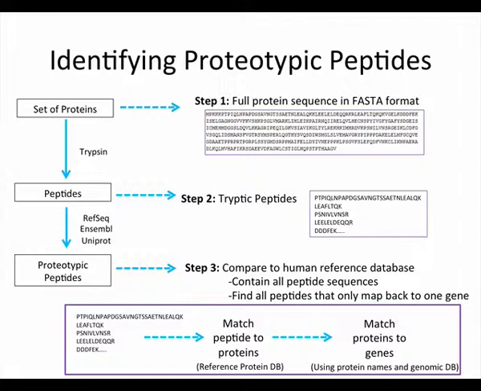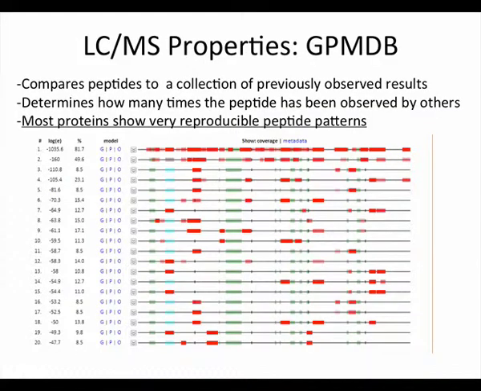And some proteins, unfortunately, like the AKTs, actually have very few proteotypic peptides because they're all very similar. So you have to be really careful which ones you pick.